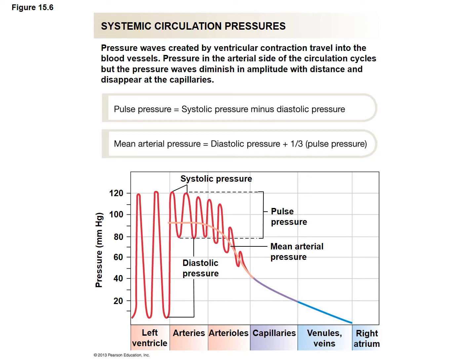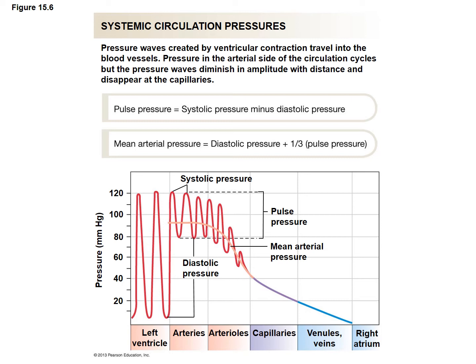We can see on the line as it extends down, we get mean arterial pressure. Now, mean arterial pressure is going to be diastolic pressure plus 1/3 of the pulse pressure. This is simply looking at the average arterial pressure of the system. You will not have to calculate this on the exam. You will not have to calculate pulse pressure either.